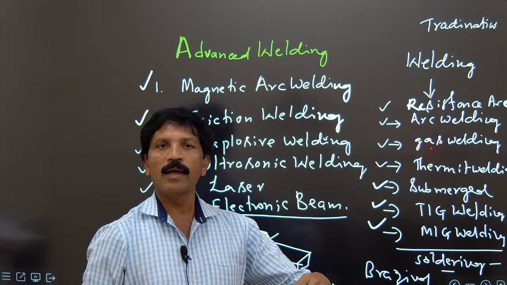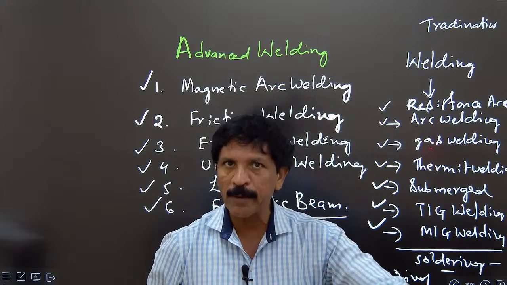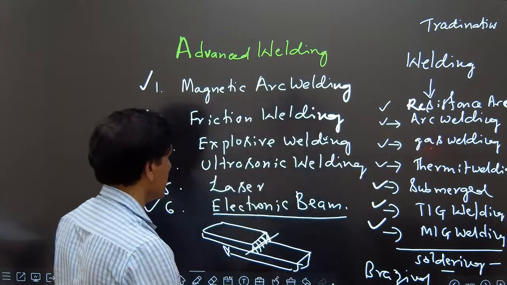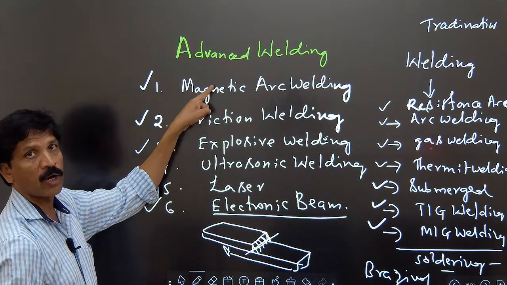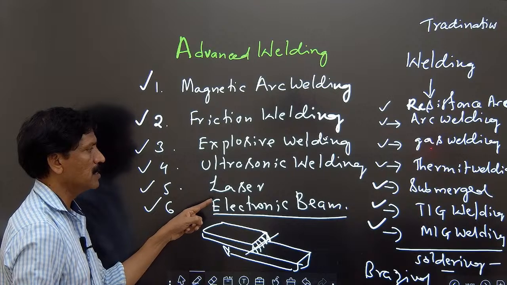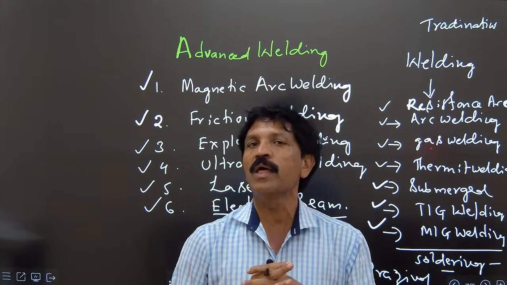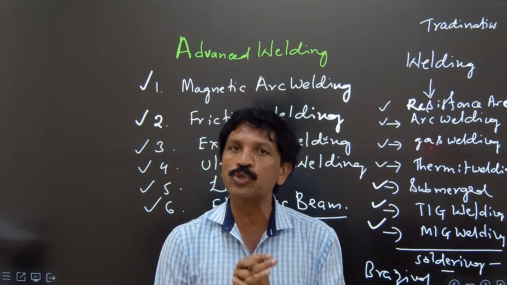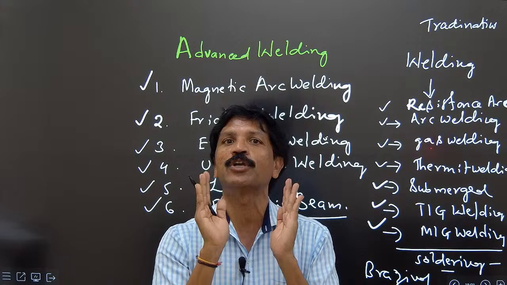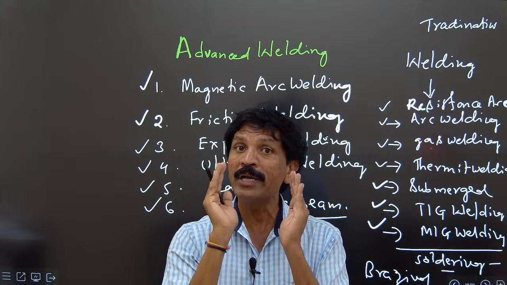In a similar way, with the help of the electron beam, we can generate a higher temperature. That higher temperature is useful to make the welded joint. That is called electron beam welding. So magnetic arc welding, friction welding, explosive welding, ultrasonic welding, laser welding, and electron beam welding are the latest and advanced welding methods used to join the parent metals with the aid of temperature only, not without. With the aid of temperature, it leads to a permanent joint.